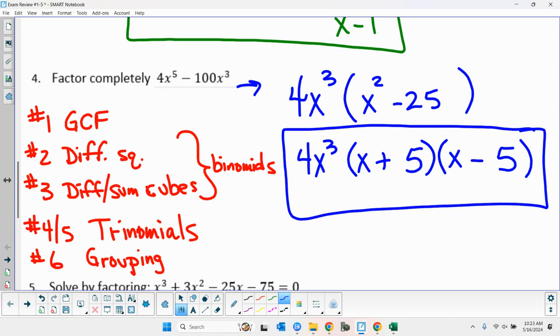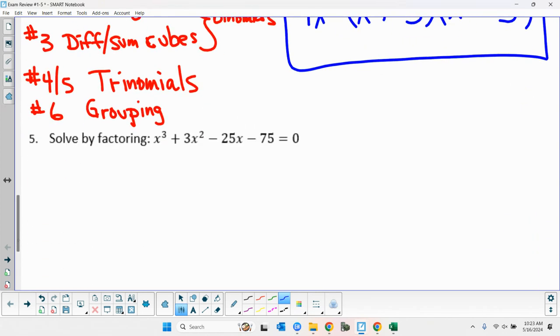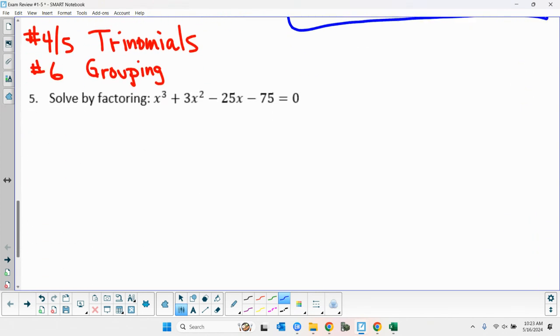All right, number 5. Number 4, we're just factoring. We're not solving. Number 5, we got to solve. We got to figure out what x equals. Since it's x cubed, how many answers should there be? 3 answers.